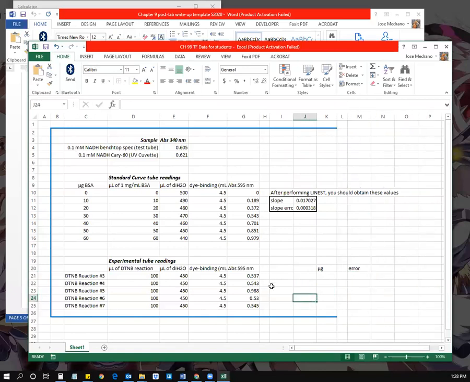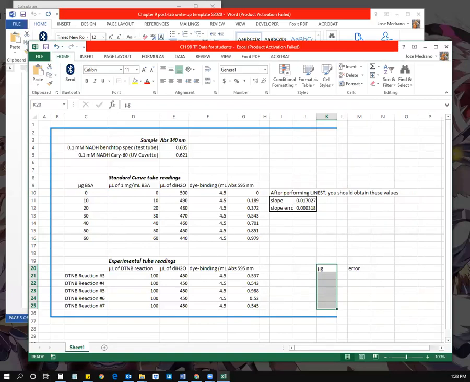Normally, if there wasn't any error associated to this, we would just take our absorbance values, divide by the slope, and then we would get our mass. Because our standard curve was plotted against micrograms, the mass is also going to be in micrograms. But we have error associated to this, so now we have to use our error propagation formulas. You can do this by hand if you want to, but I don't recommend it because it takes up a lot of time.